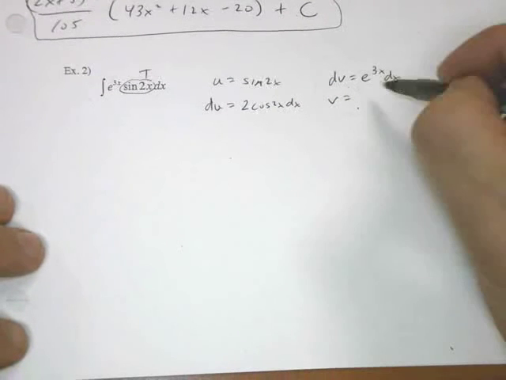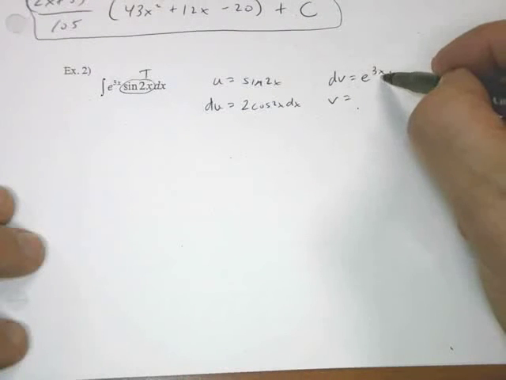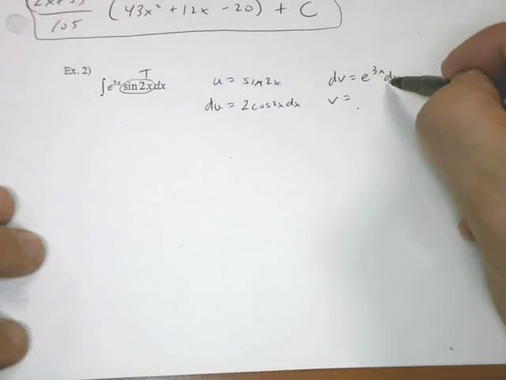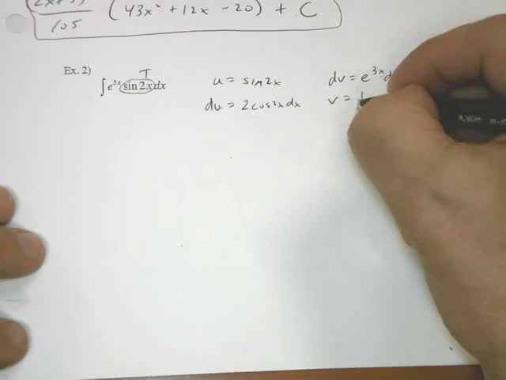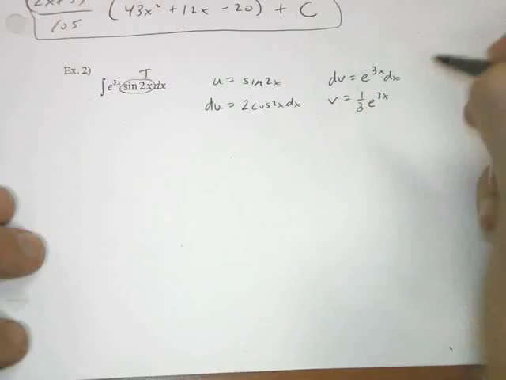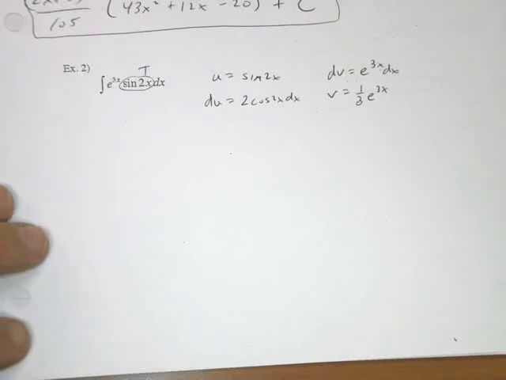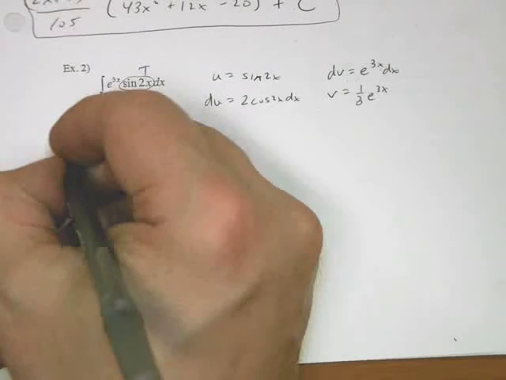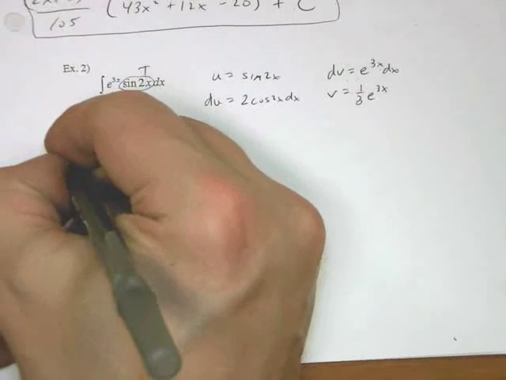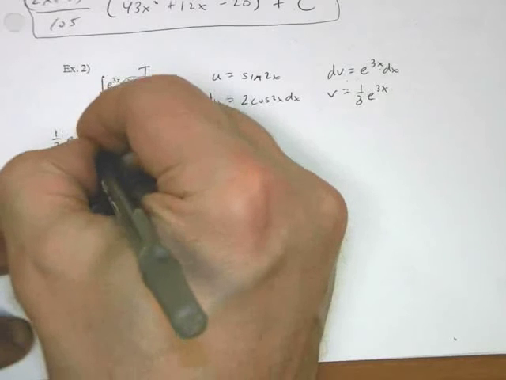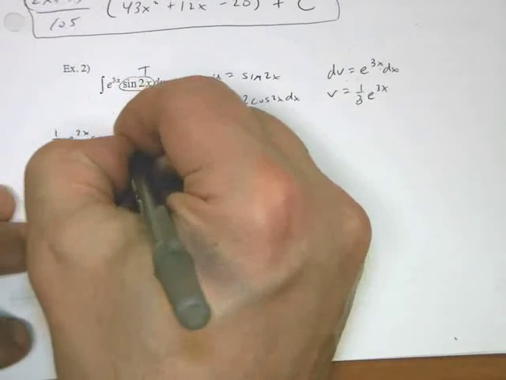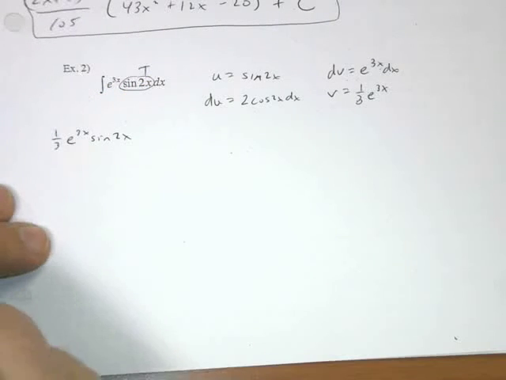Now integrating e to the 3x, remember I have to have a 3 because I don't have the derivative of my power. I need e to the u du. Since I'm missing a 3, I have to multiply by 1/3. So this becomes 1/3 e to the 3x. All right, so we do u times v. So we get 1/3 e to the 3x sine 2x.